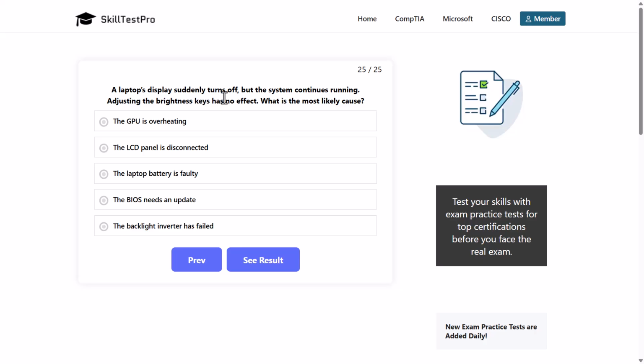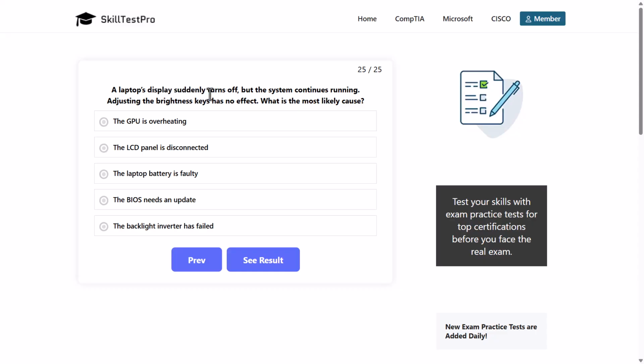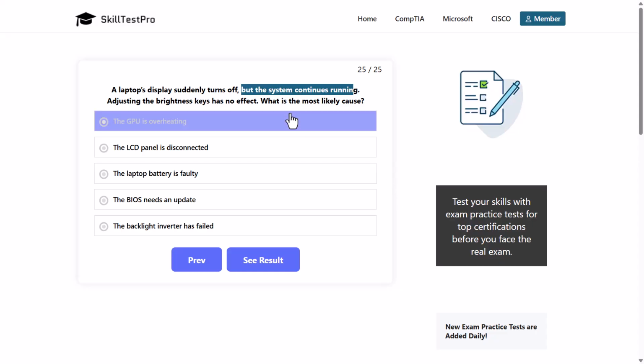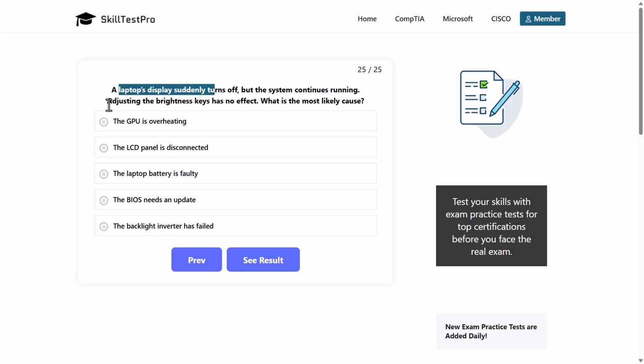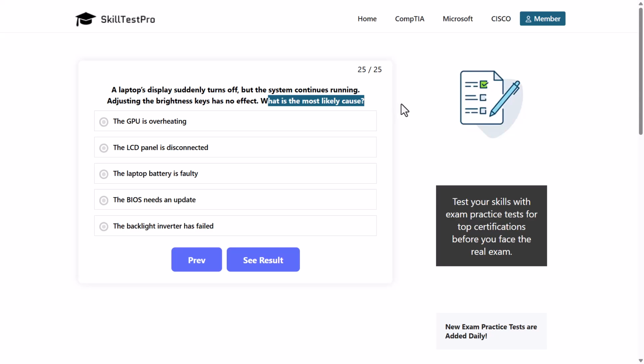A laptop's display suddenly turns off. So the display suddenly, for some reason, turns off on our laptop, but the system continues running. And here we still hear that our laptop is running, so the vents maybe are running, the light is still on, so we identify that our laptop is still on. However, the display for some reason turned off. Adjusting the brightness keys has no effect. So first we try to adjust the brightness somehow, but it does not affect anything. What is the most likely cause in this scenario?